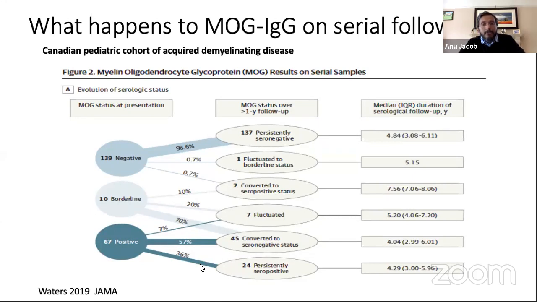So what happens to these antibody titers? This is a Canadian study of children who had acquired demyelinating disease. And in this column here, you can see that 67 patients were positive. And if you follow them up for more than a year, half of them became seronegative, but half remained seropositive.